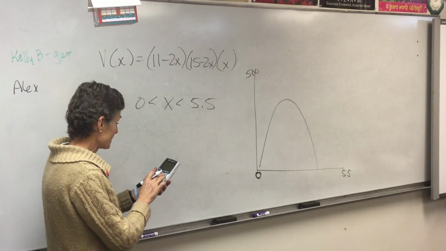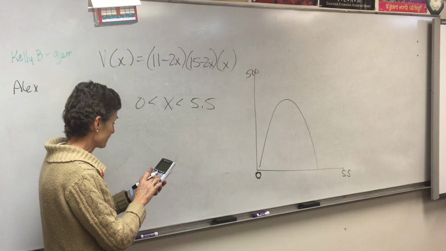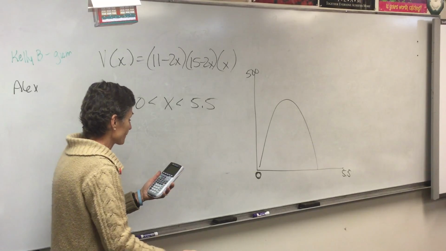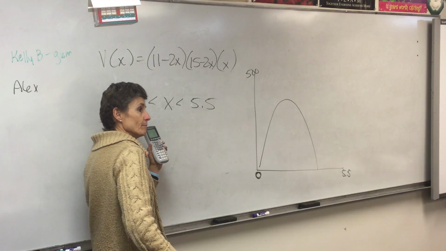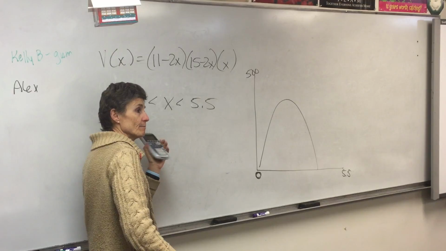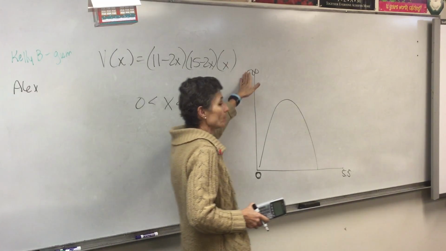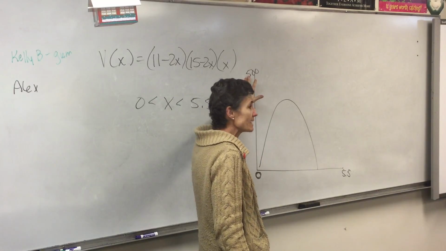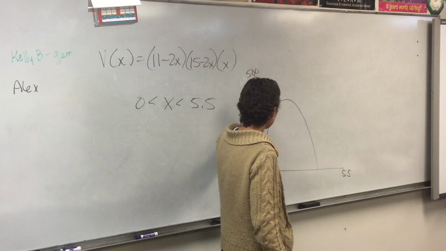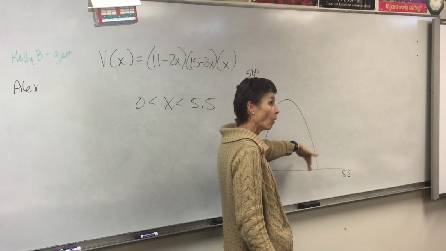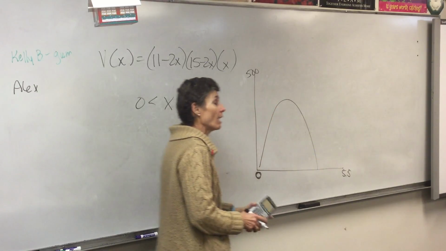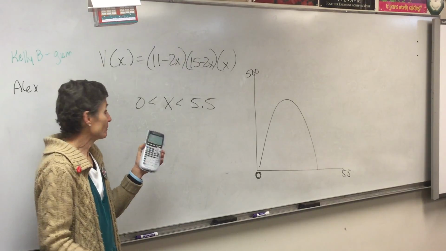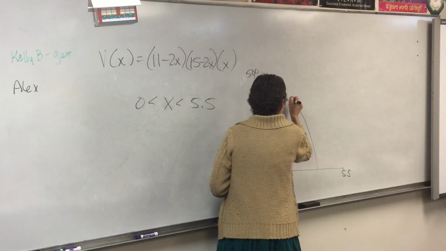My window is 0 to 5.5, and 0 to 500. All right? Oh, I see it. 500 worked fine. Would there be other numbers besides 500 that would work? Yes. It doesn't matter what you put up here as long as you can see the whole hill. Now, as soon as I can see the whole hill, which I can, I'm going to find the maximum point.